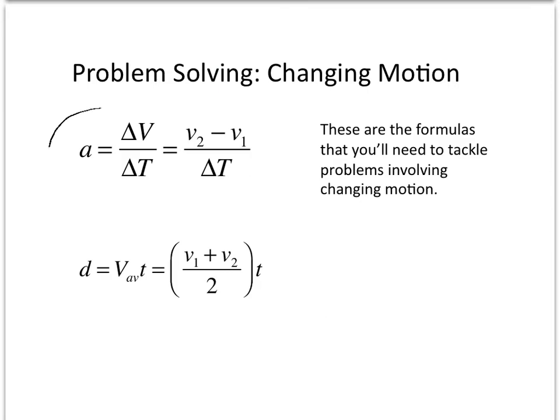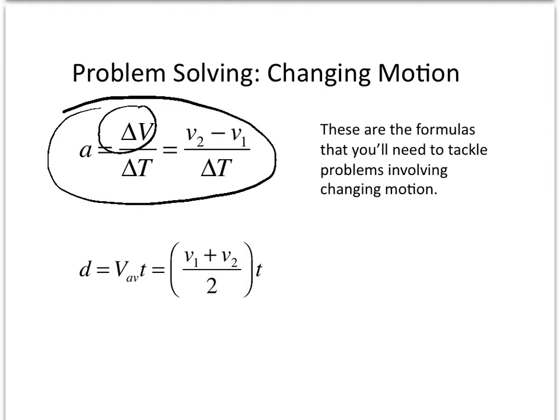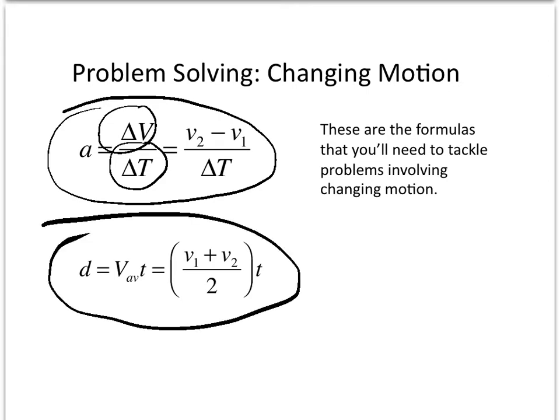The first of these two formulas is something that you've already seen. When we said that the slope of the velocity time graph was acceleration, this is exactly what we were talking about. It's the rise of the velocity time graph over the run, or change in velocity over change in time. This formula is a little bit new looking.